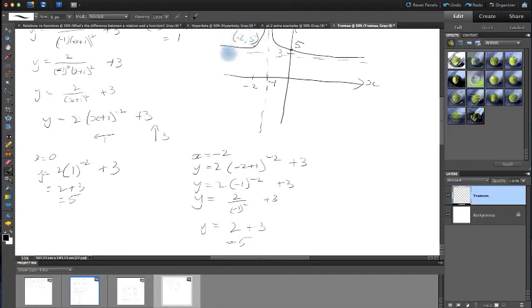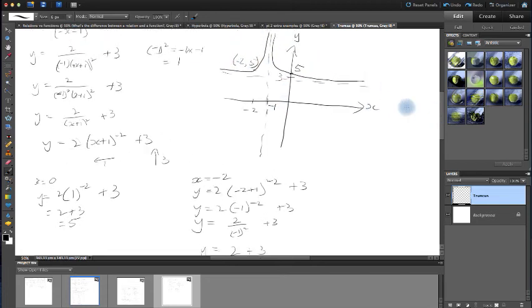There we go. That's not particularly surprising because the truncus is symmetrical. So it's not surprising that this is 5 and that's 5 because they're both 1 unit away from -1. This one's 1 unit that way, this one is 1 unit that way. So we've got a bit of symmetry going on here.